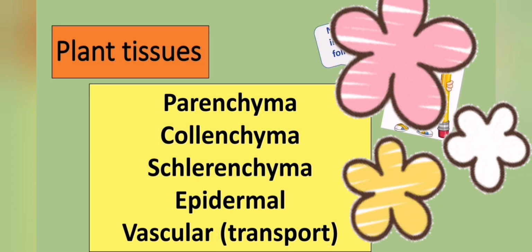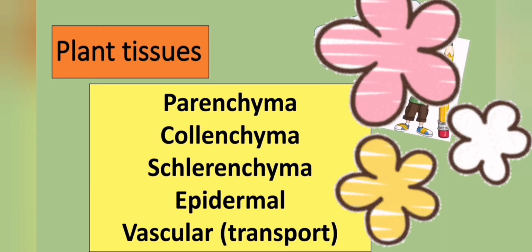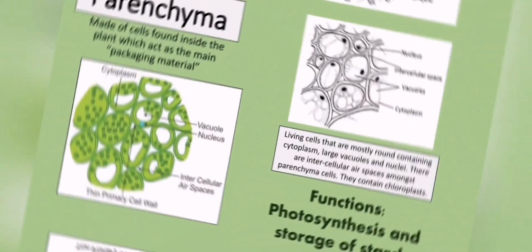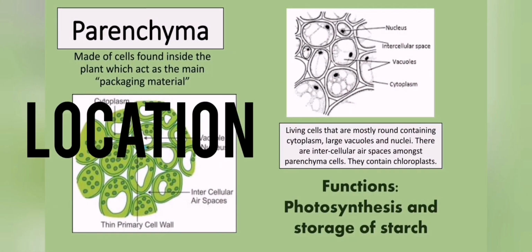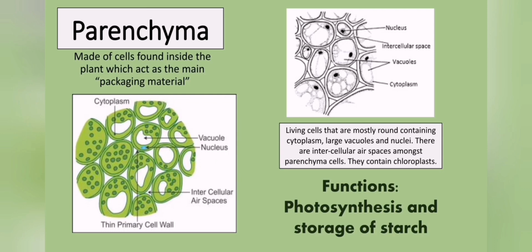We did quickly look at the different types, and we had parenchyma, collenchyma, sclerenchyma, epidermal tissue, and vascular tissue. Now, parenchyma is the first type that we look at. Parenchyma is what makes up most of the inside of the plant. It's often called the packaging material inside the plants. Now, don't worry, you don't have to be able to draw these pictures.